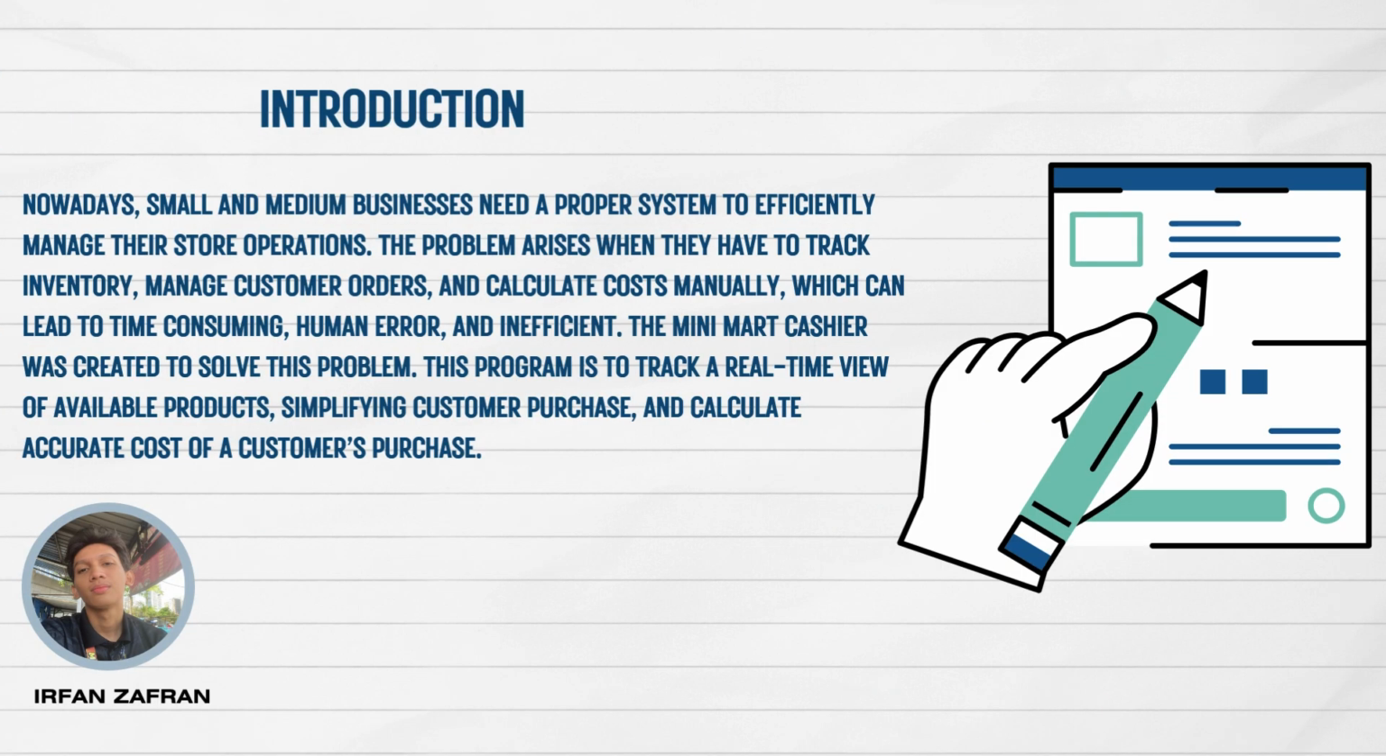Introduction. Small and medium businesses need a proper system to efficiently manage their operations. The problem arises when they have to track inventory, manage customer orders, and calculate costs manually, which can lead to time-consuming work, human error, and inefficiency. So Mart Cashier was created to solve this problem. This program tracks a real-time view of available products, simplifies customer purchases, and calculates the accurate cost of a customer purchase.